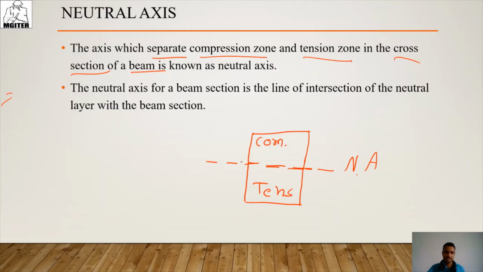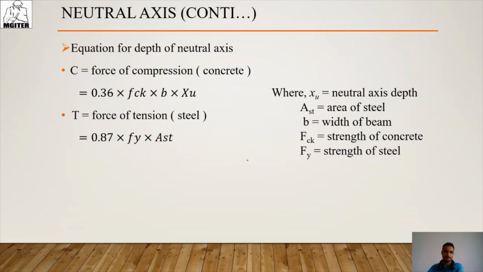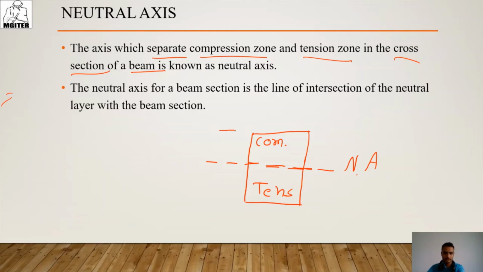The portion above the neutral axis is compression and the portion below is tension. So we have to find the depth of the neutral axis. Depth means the distance from the top of the structure to the neutral axis.